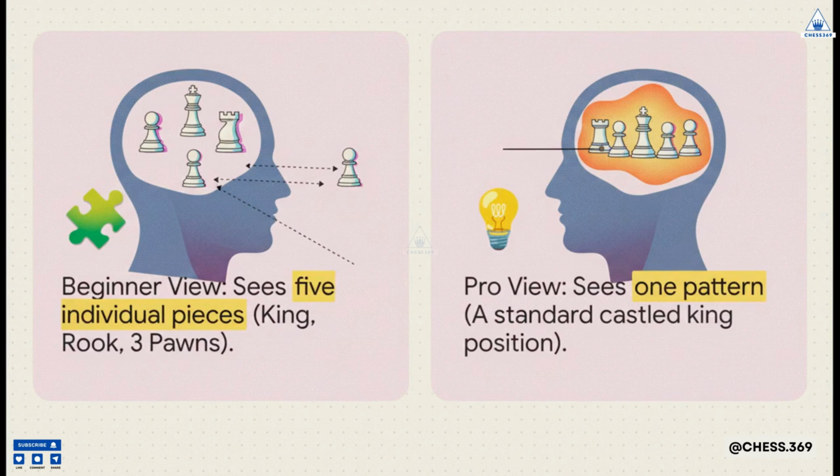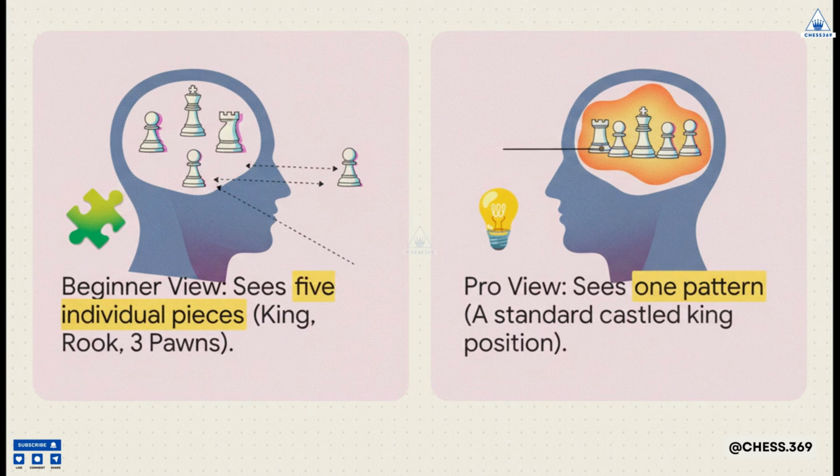Okay, check this out. A beginner looks at a castled king position and they see 5 separate things they have to process. A king here, a rook here, a pawn here, here, and here. But a pro? A pro sees one single thing, standard castled king position. They've seen it thousands upon thousands of times. It's been compressed into one chunk of information in their brain.